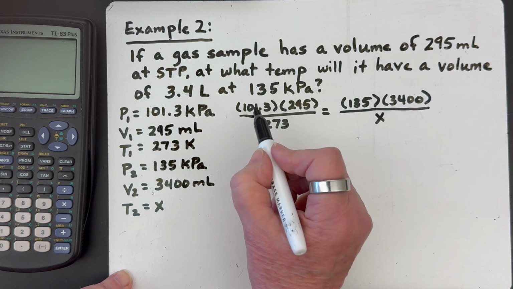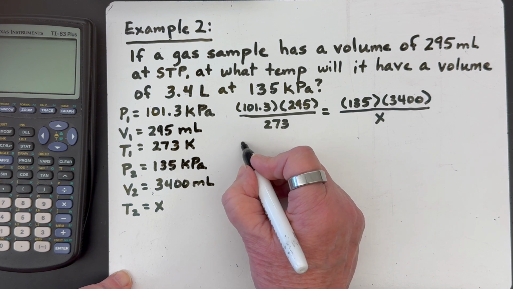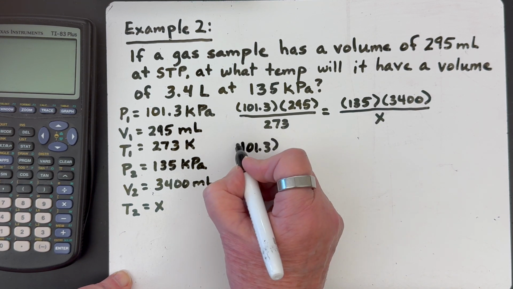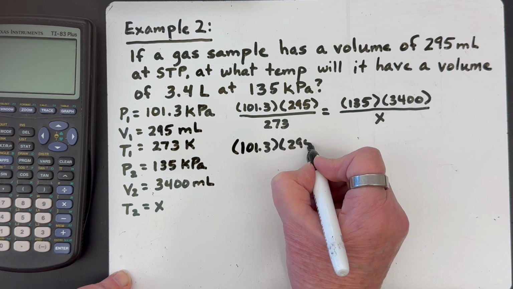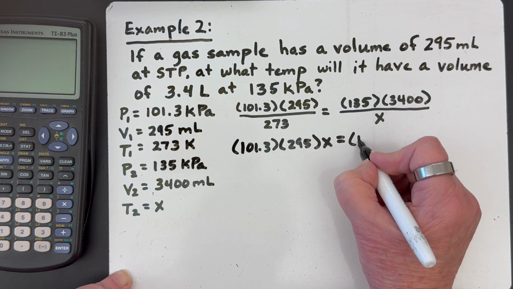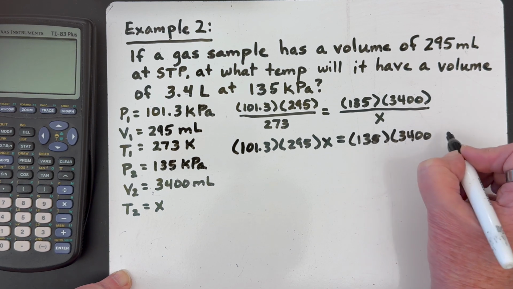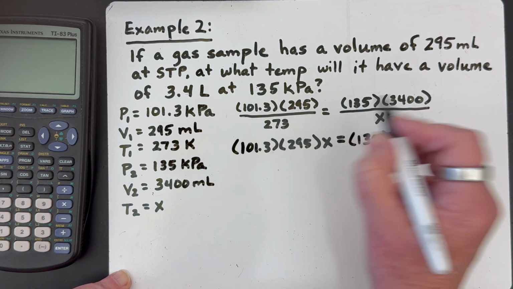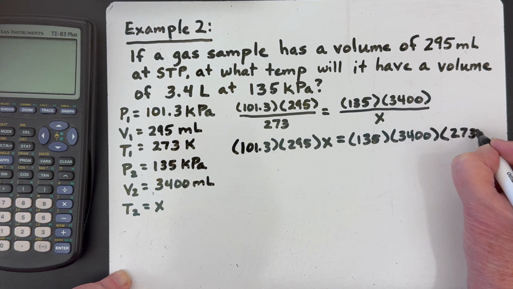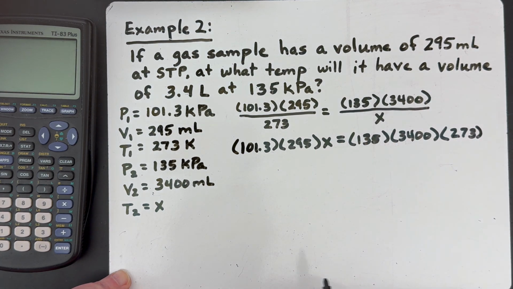Then we're going to cross multiply. So we're going to have 101.3 times 295 times x. Remember, you go down to the bottom. So 101.3 times 295 times x equals 135 times 3400 times our other diagonal, which is 273. It does not matter what order these are in, so you could have said 273 times 135 times 3400 and put the 273 in front. That doesn't matter. We just wanted to get it out of fraction form.